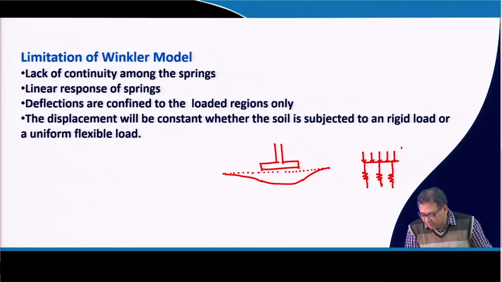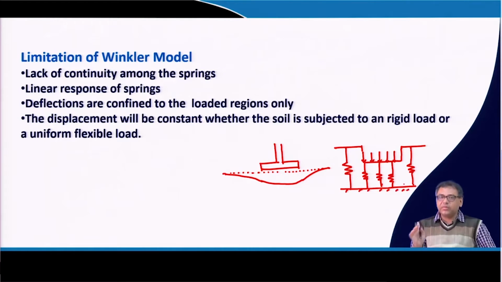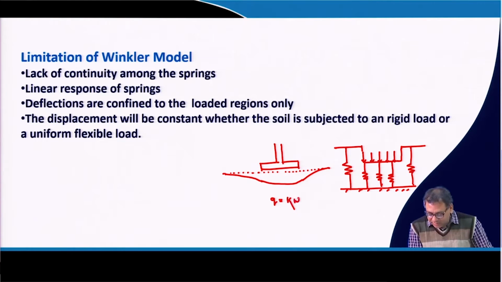Okay. So you will not get any deformation outside the loaded region. So outside the loaded region, there will be no deformation. So this is one of the limitations of the Winkler model. Then this is the linear response. That means Q is equal to K into W.